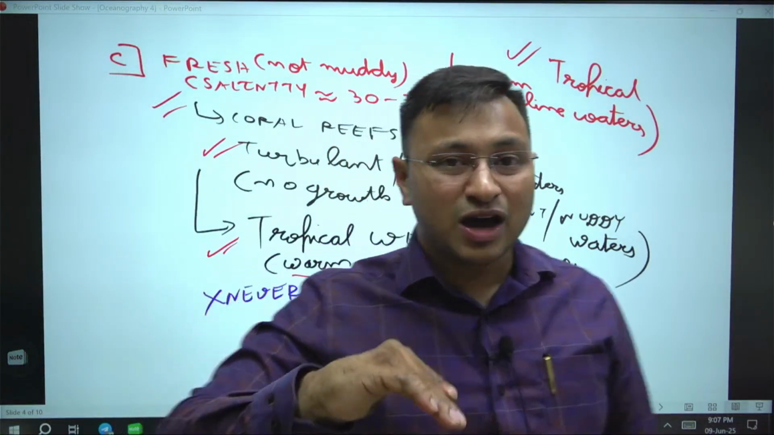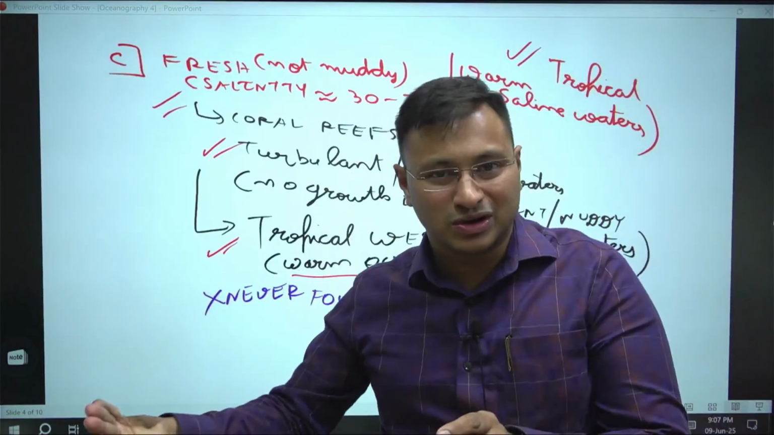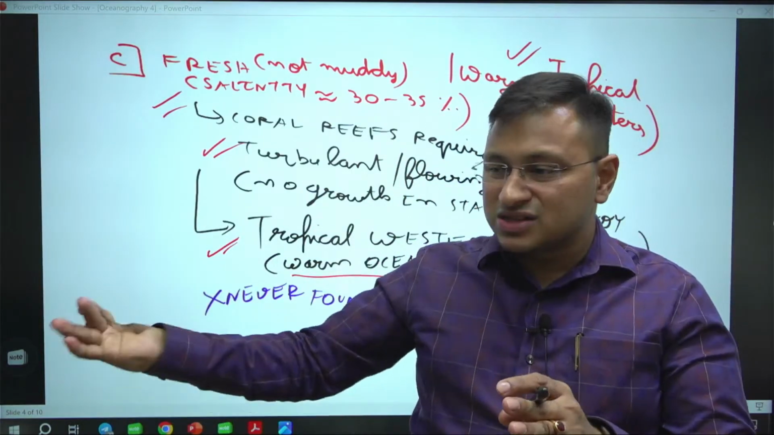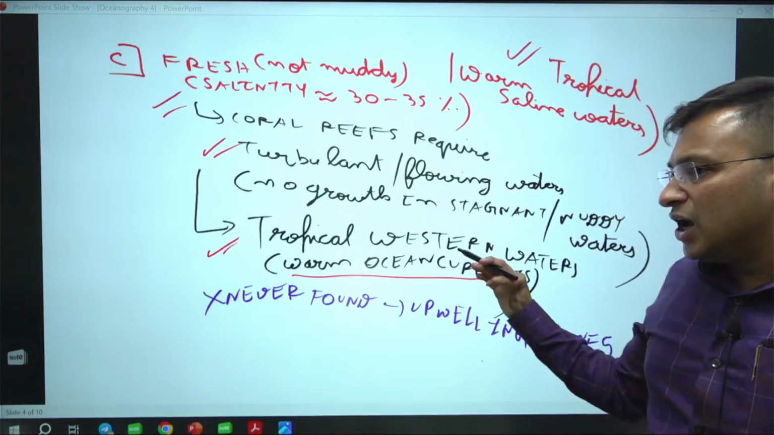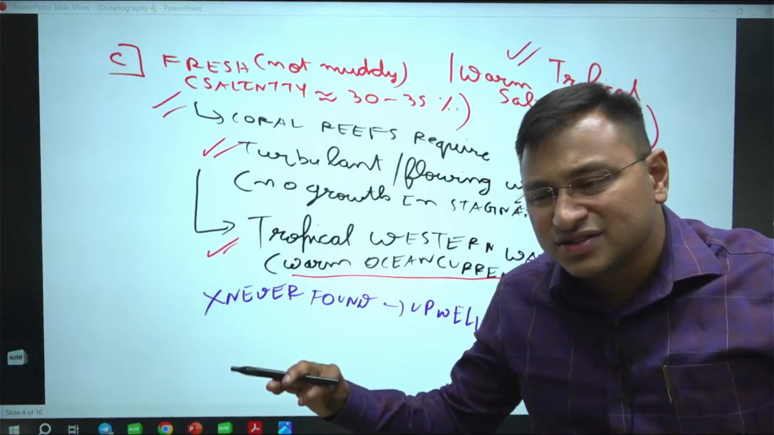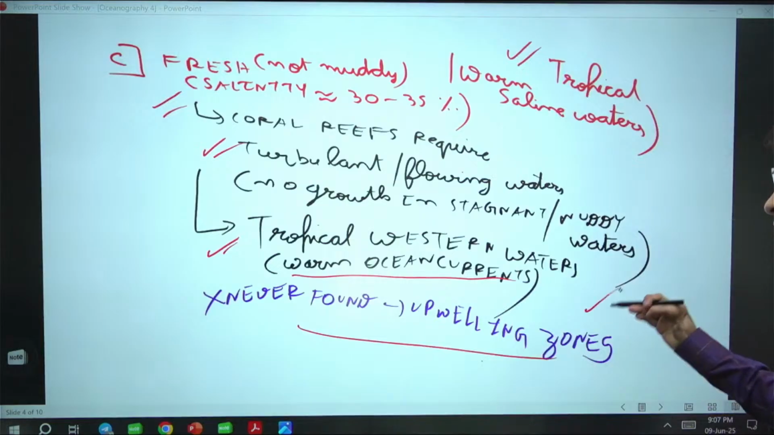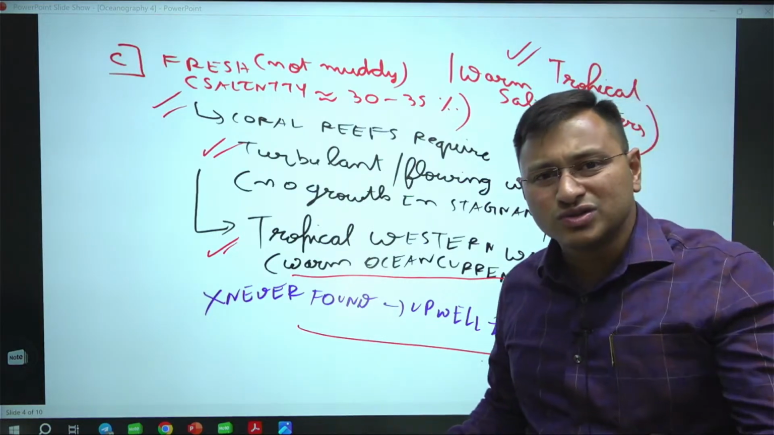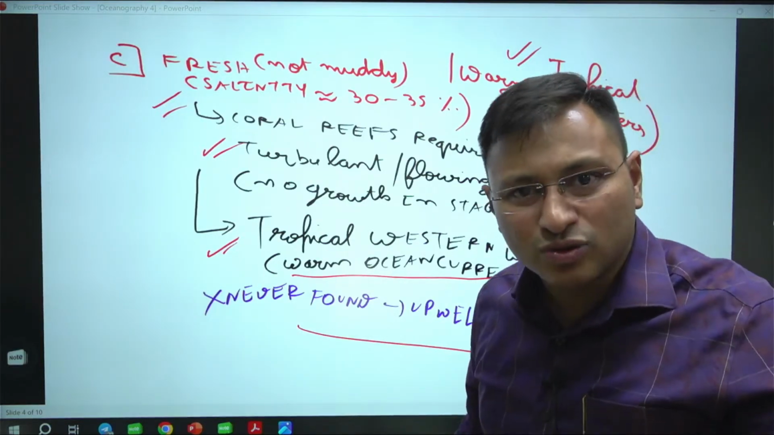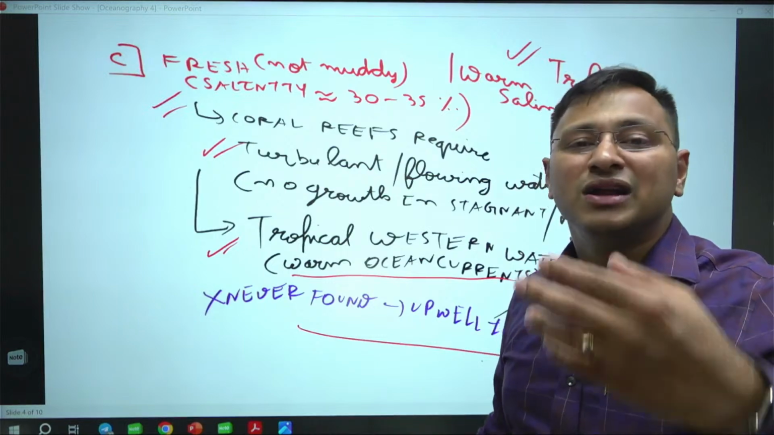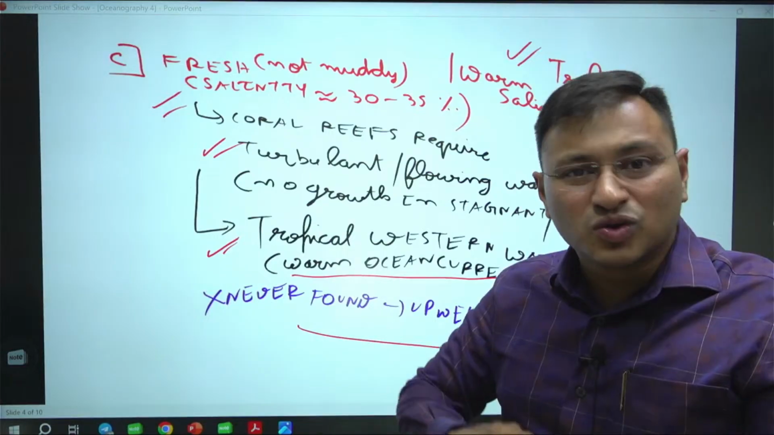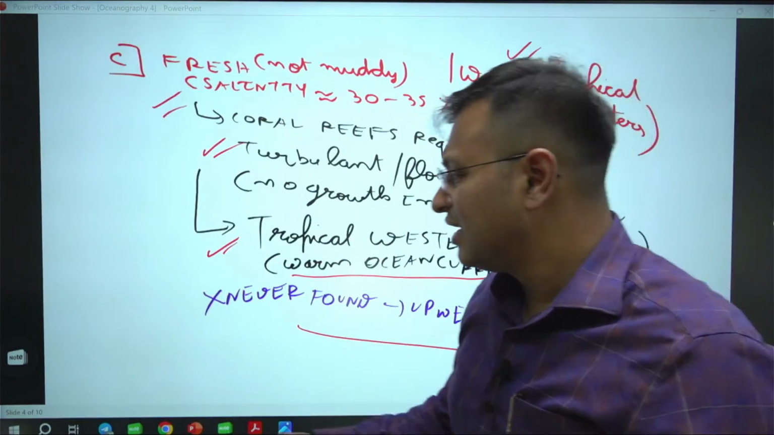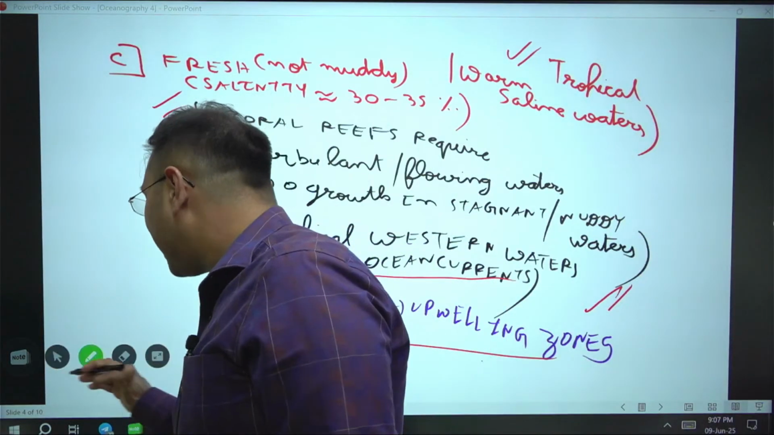Warm ocean currents are a property of tropical western waters, in the sense of tropical eastern coasts. So that is why coral reefs are never found where? They are never found in the upwelling zones where cold oceanic waters are continuously upwelled, in the cold current zone, in the equatorial zone, in the margins of the Atlantic and the margins of Antarctica.